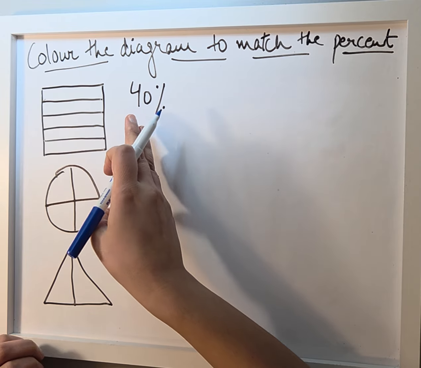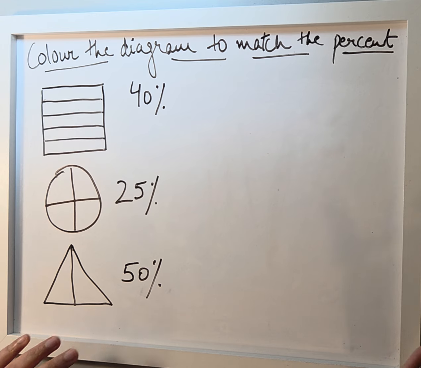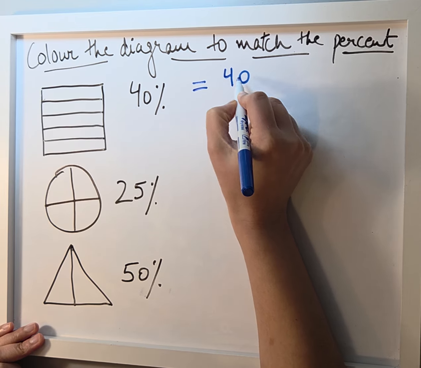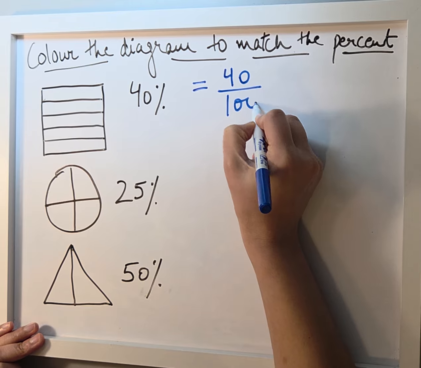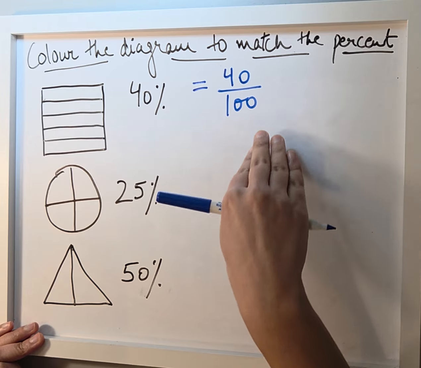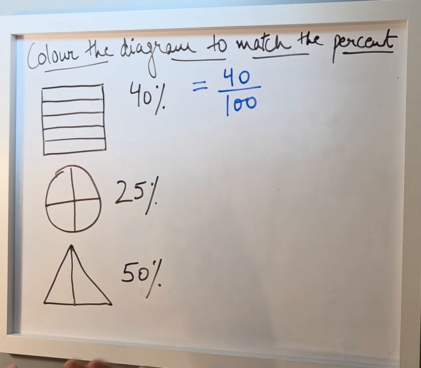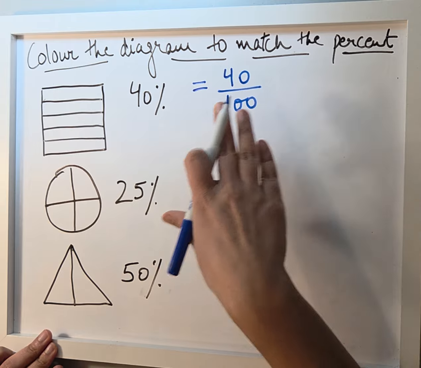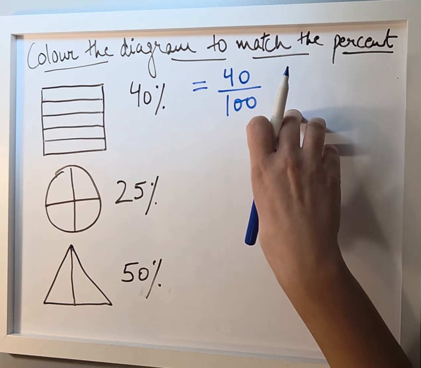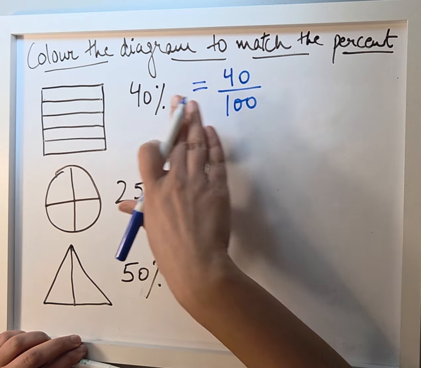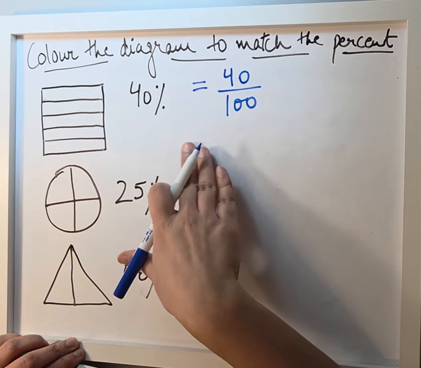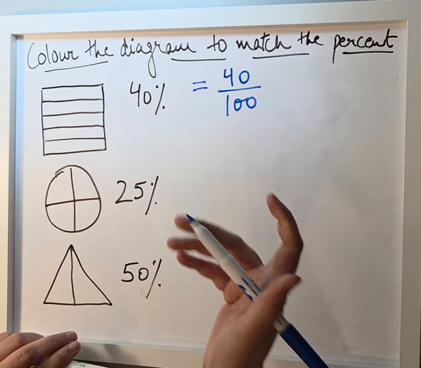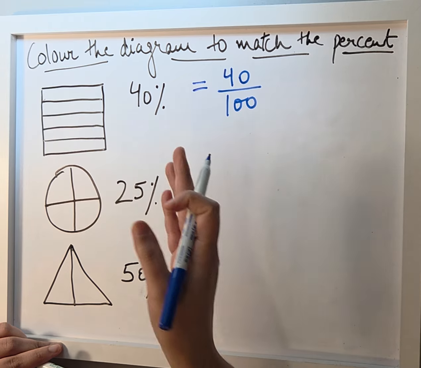So if we try to represent it in a fraction form, it's pretty simple. We just do 40 by 100. So basically, the percentage gets divided by 100 and the percentage sign gets removed because it's not a percentage anymore. We are representing it as a fraction. Now we've been asked to color the diagram to match the percent. Directly, if we look at 40%, it's a bit difficult to understand how much it is.